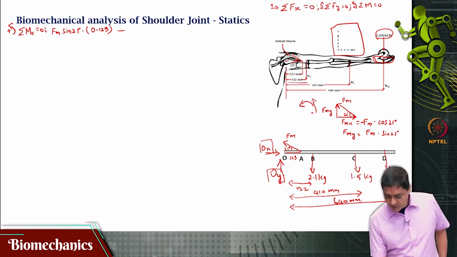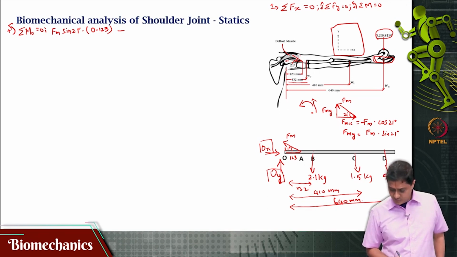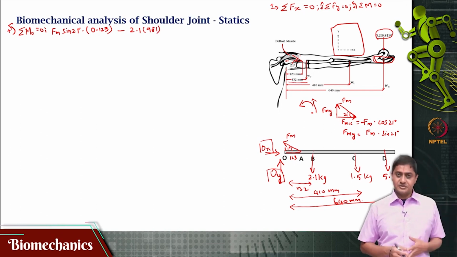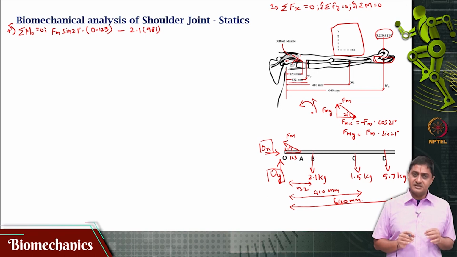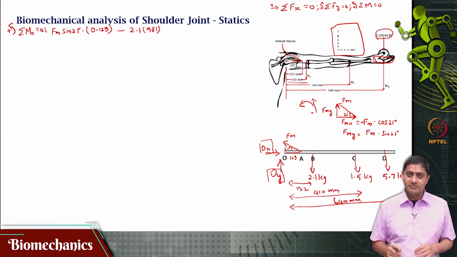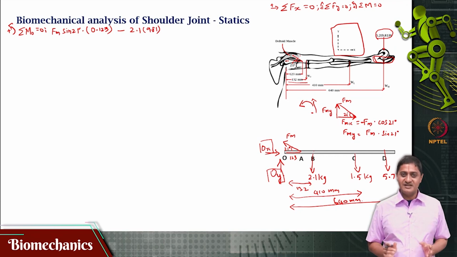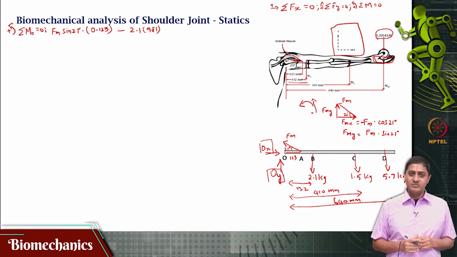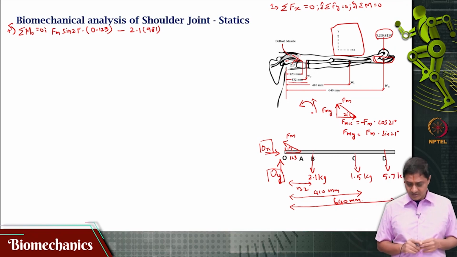minus 2.1 into 9.81. 2.1 is the mass, okay, and 9.81 is the acceleration due to gravity. Always assume acceleration due to gravity is 9.81. Kindly avoid assuming acceleration due to gravity as 10. It is not a matter of convenience. In your actual problems, I will expect you to assume g to be 9.81 meter per second squared. Okay. 9.81. Are we done?